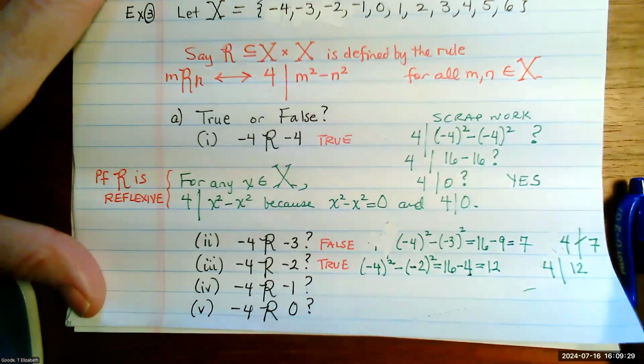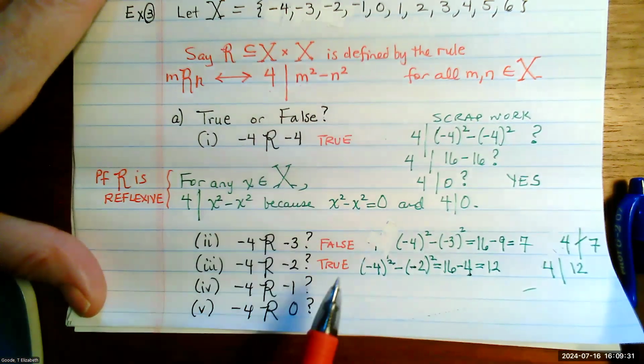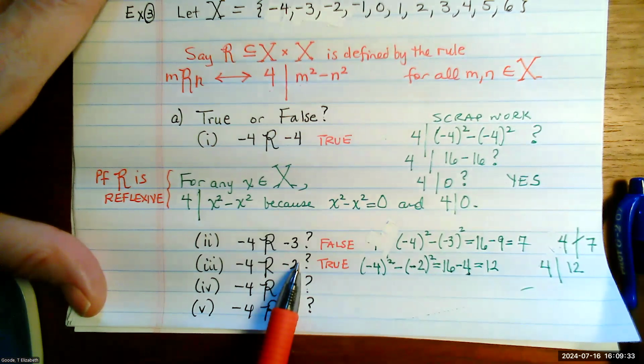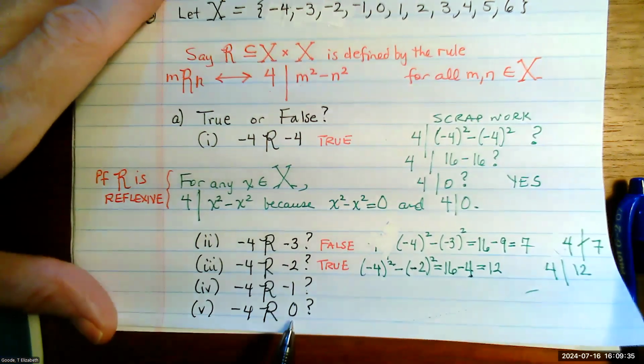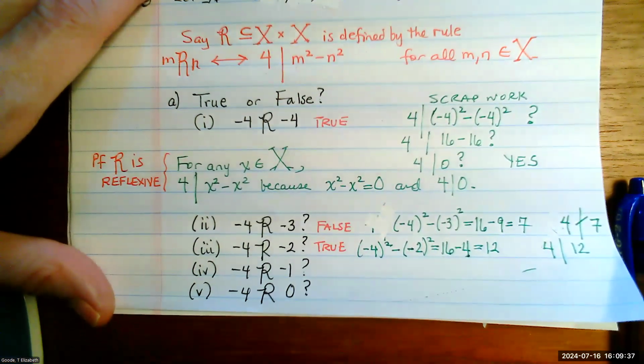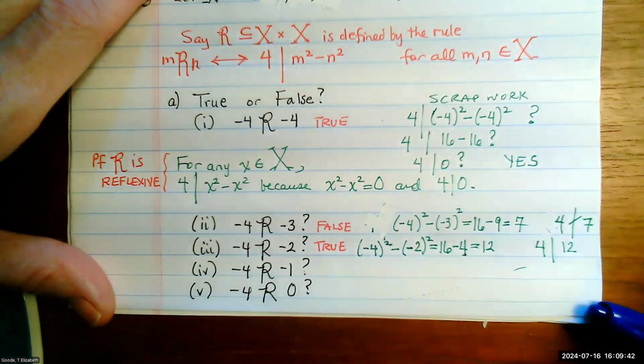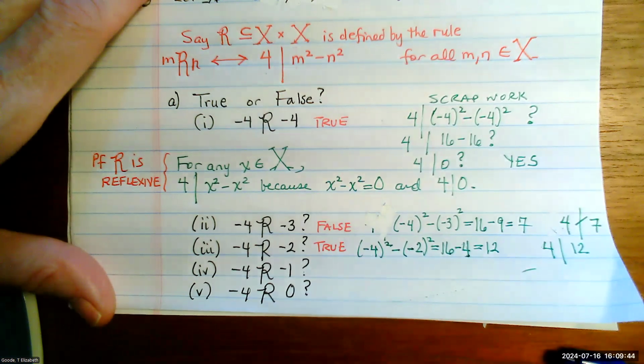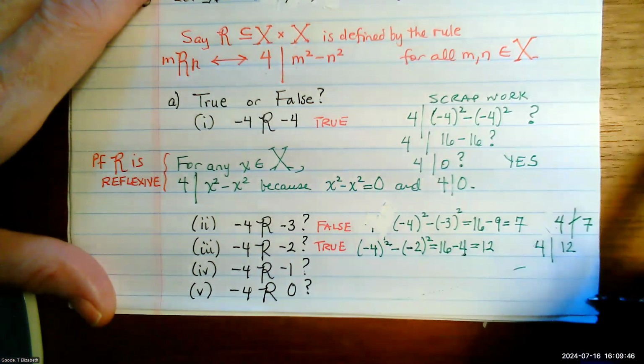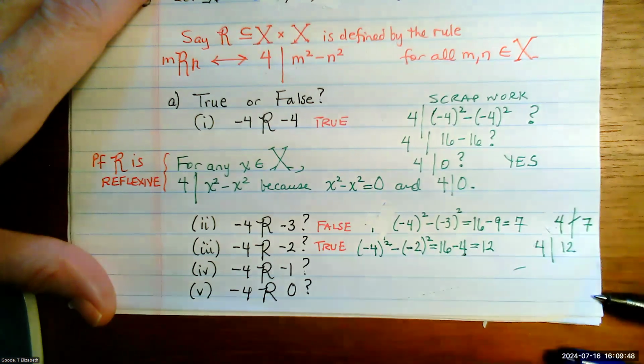Let's see. Negative 4 is related to negative 4. It's related to negative 2. What do you think the next one will be related to? Do you dare venture a guess about the pattern yet? Or do we have to look a little bit more? Not yet. That's fine. That's why we're looking.